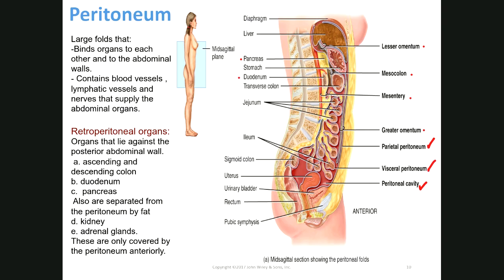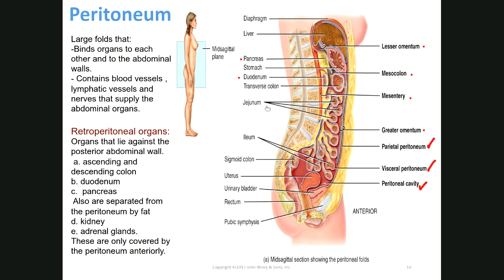So this peritoneum is a series of large folds that exist in this abdominal cavity, which binds the organs to each other and also adheres them to the abdominal walls. So this explains how we understand that all of these abdominal pelvic organs are not just floating around in there, they're bound by these folds.